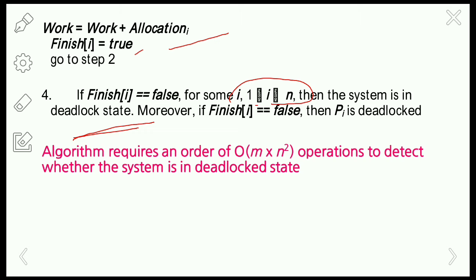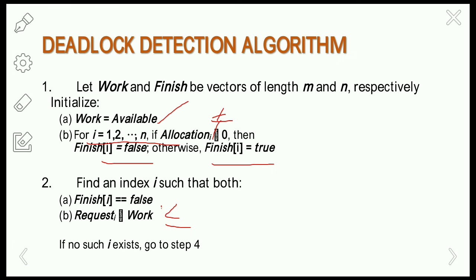Otherwise, if all the processes are executing successfully, then it is not in a deadlock state. The algorithm requires an order of O(m × n²) operations to detect whether the system is in a deadlock state. Now we are going to learn about this deadlock detection algorithm using an example.